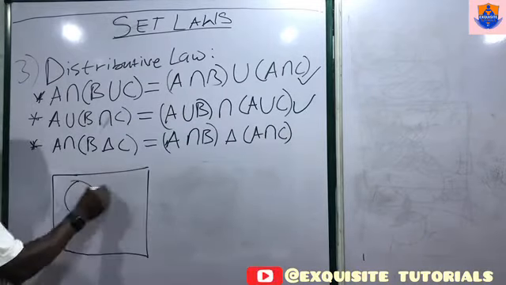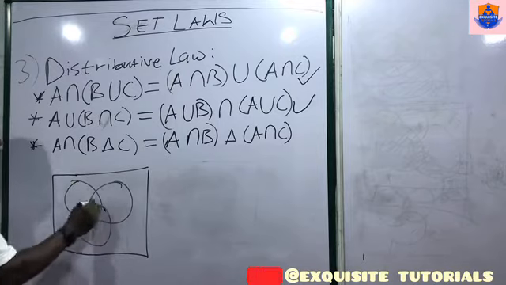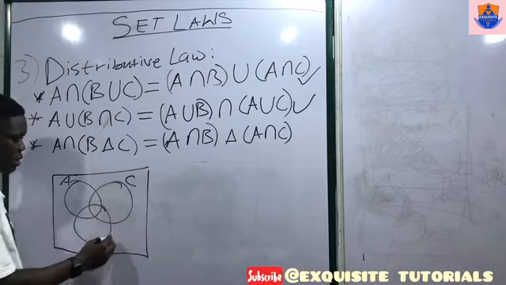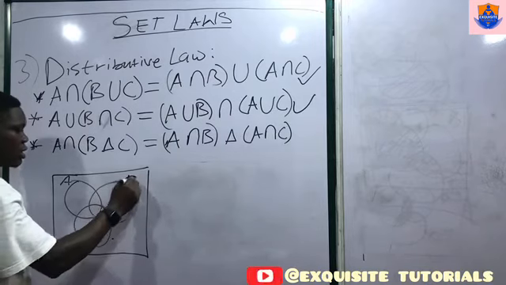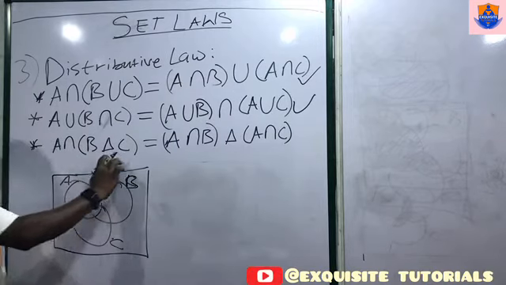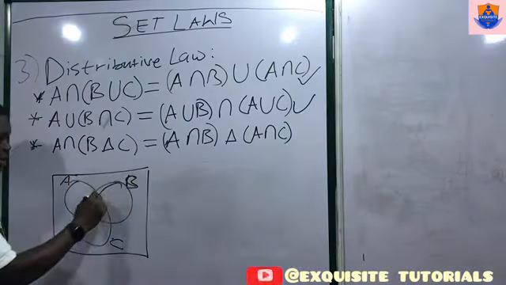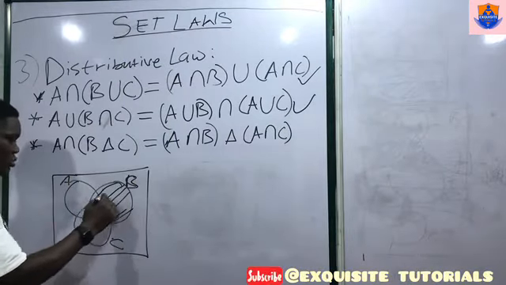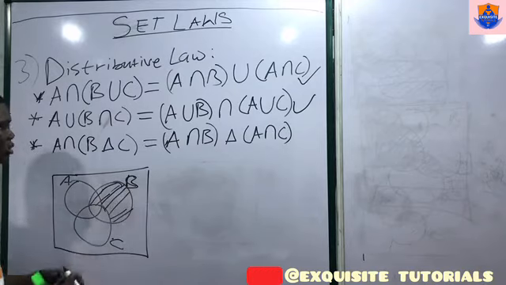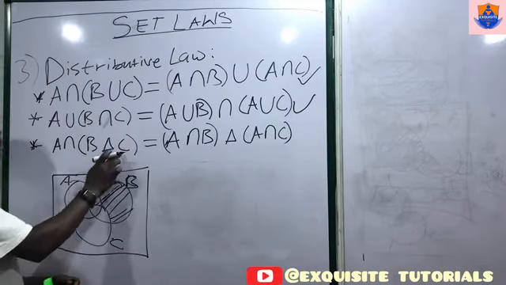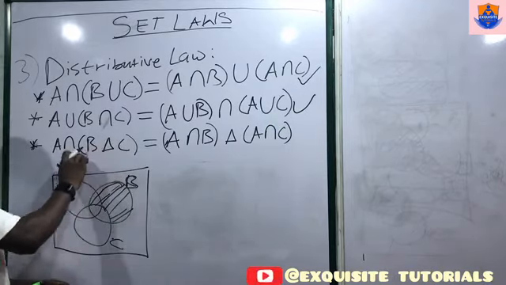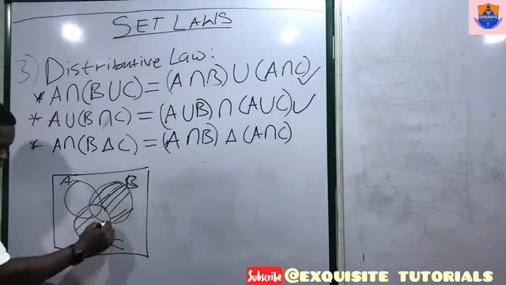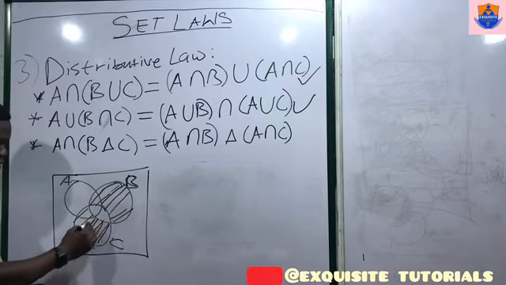We have our A, B, C. What is B symmetric difference C? The elements in B that are not in C, those elements that are in B but not in C, these are those elements. Then adding it up with those elements that are in C but not in B. So you're adding it up with these elements.